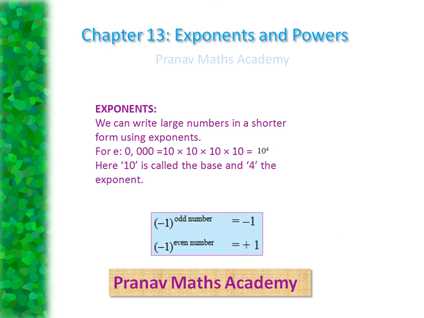Exponents. We can write a large number in a shorter form using exponents. For example, 10,000 is equal to 10 into 10 into 10 into 10. That is equal to 10 power 4. Here 10 is called the base and the power 4 is called the exponent. Minus 1, when multiplied an odd number of times, will give minus 1. When minus 1 is multiplied an even number of times, it will give you plus 1.